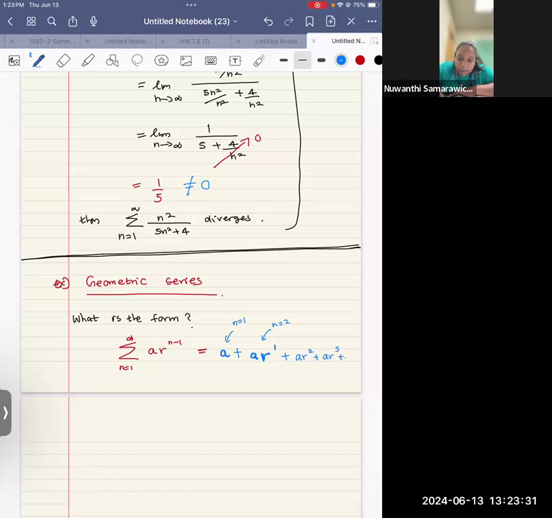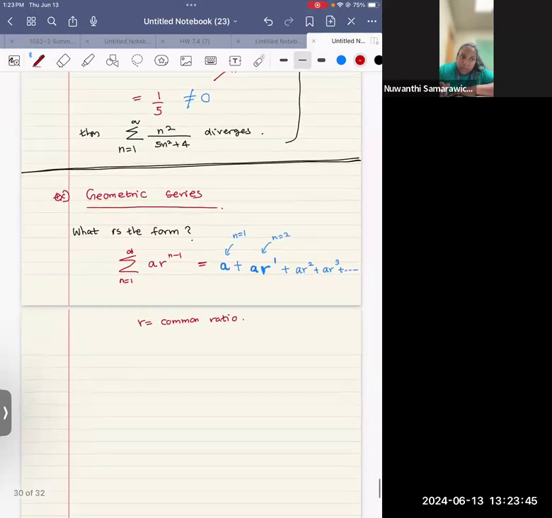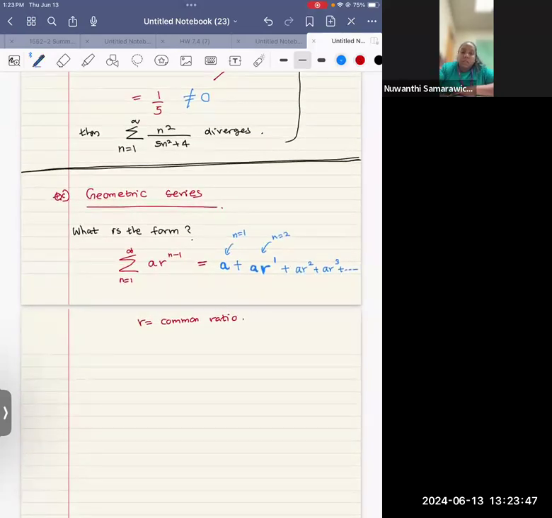So this will just go on. This R is called the common ratio. Our goal now, in this kind of series, is to identify R.